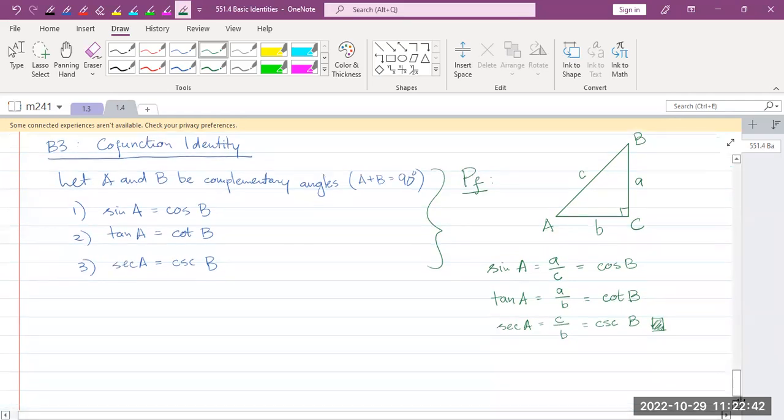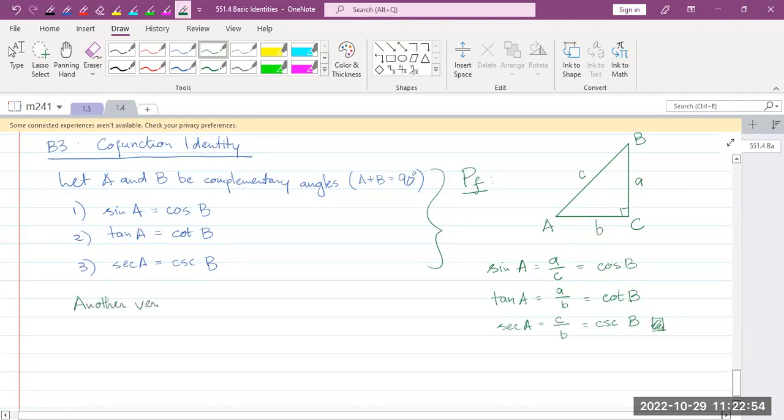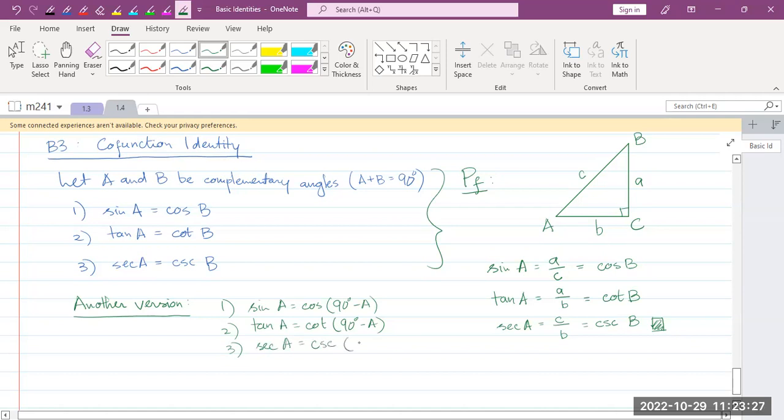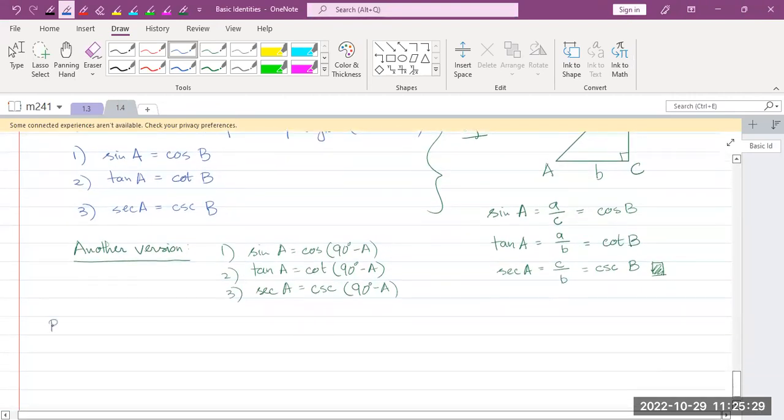Okay. Now, this co-function identity can also be written in another version. Instead of saying that A and B are complementary, we can say it this way. Sine A equals cosine of 90 degrees minus A. Tangent A is cotangent of 90 degrees minus A. Secant A is cosecant of 90 degrees minus A. Okay. Next identity, next group, the negative angle identities.